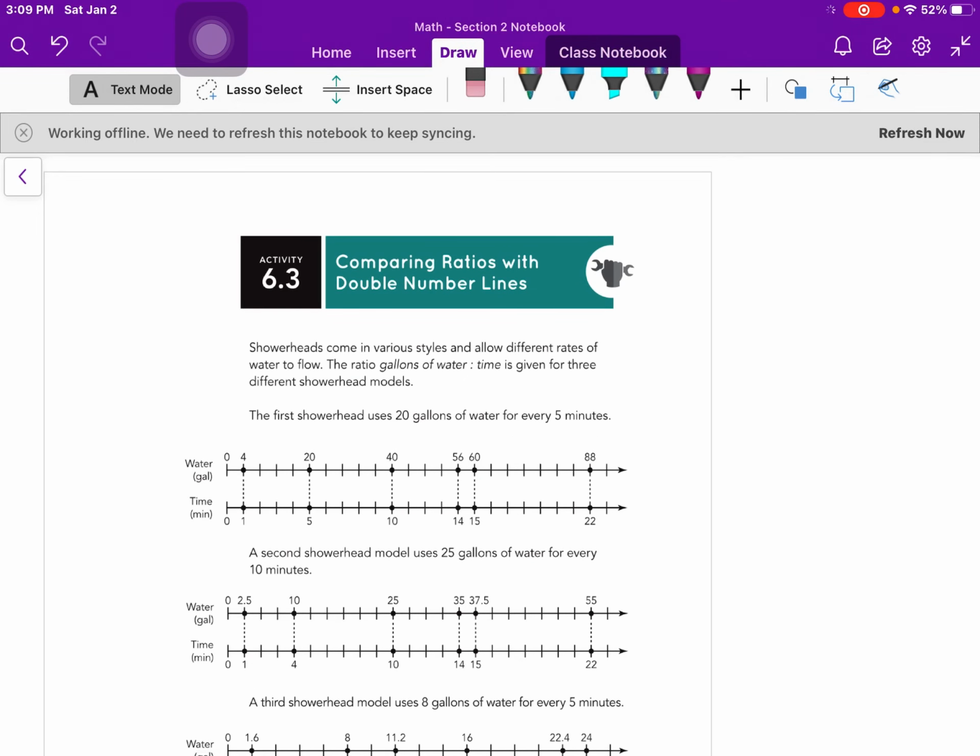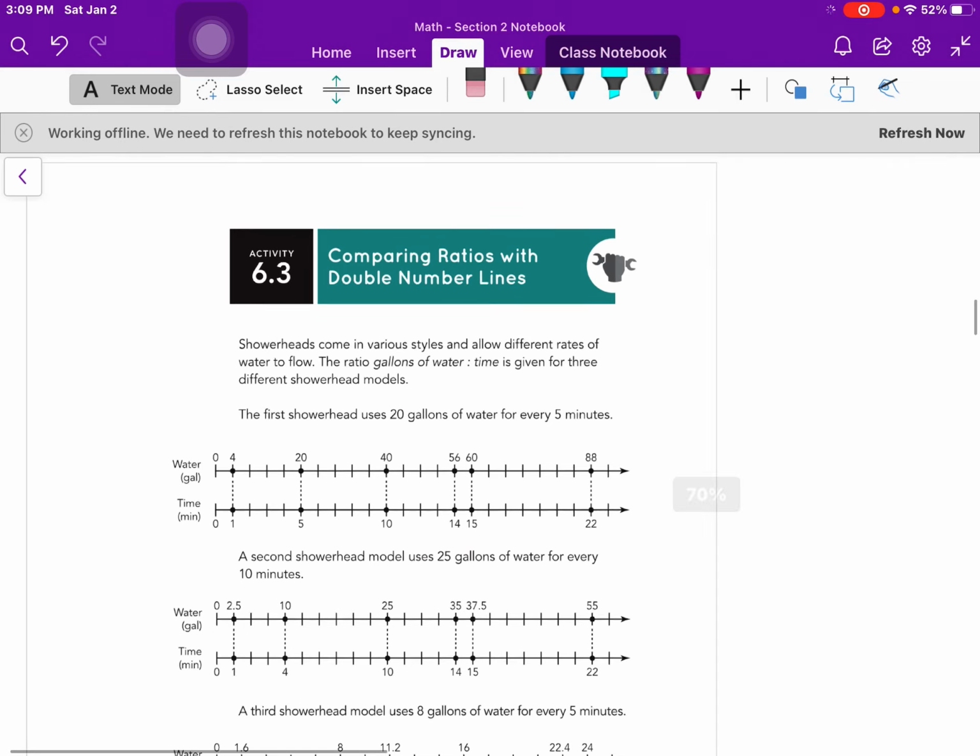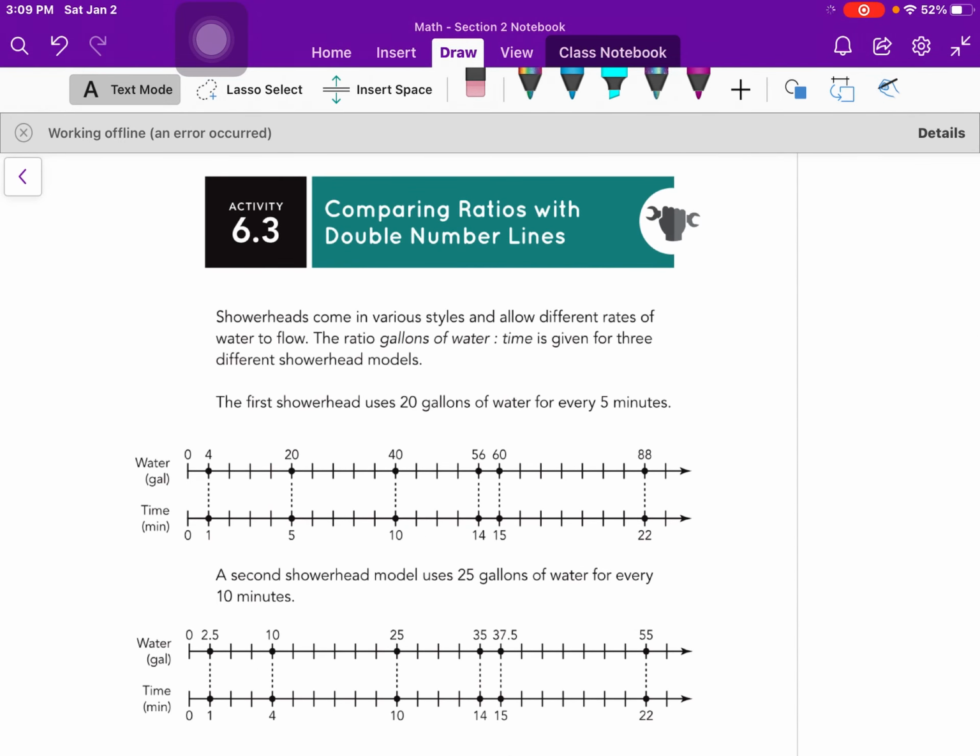All right, one last activity. This just has us making some observations. Still sticking with the water theme. Shower heads come in various styles and allow for different rates of water to flow. The ratio of gallons of water to time is given for 3 different shower heads.